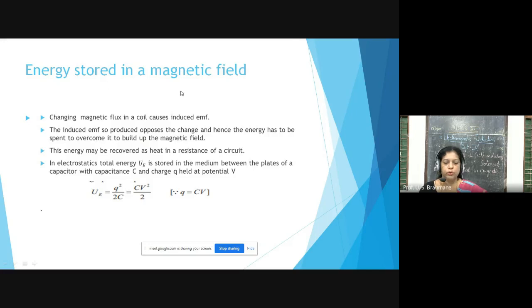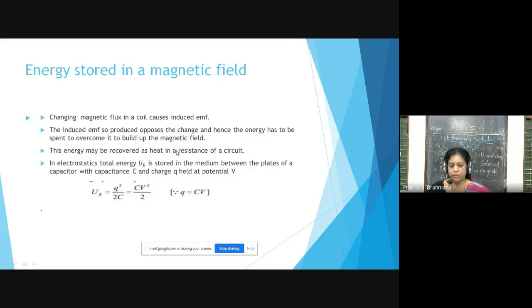So, energy stored in a magnetic field. Now, we know changing magnetic flux in a coil causes induced EMF. This is known to us because the changing magnetic field means what? The number of lines are changing because of the change in current and it causes induced EMF, isn't it? Then the induced EMF so produced opposes the change and hence the energy has to be spent to overcome it, to build up the magnetic field.